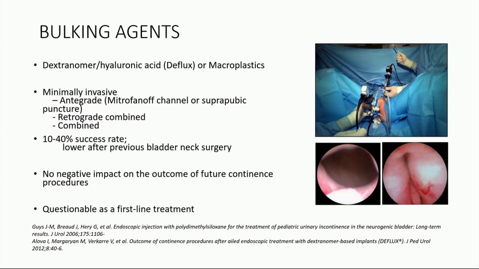The first one is the injection of the bulking agents. It was Wassman et al. who started using polytetrafluoroethylene first of all, but now it's mostly Deflux and Macroplastique that are used. This can be done endoscopically and can be done in an antegrade manner because most of these patients have Mitrofanoff channels, and in those in whom there is no Mitrofanoff channel, this can be done through a suprapubic puncture or retrogradely through the periurethral route, or there can be a combined approach. A 10 to 40% success rate has been reported.